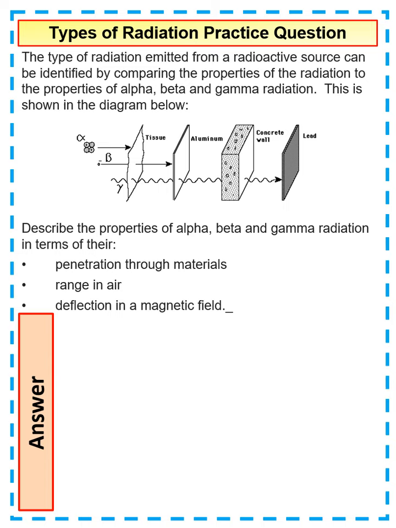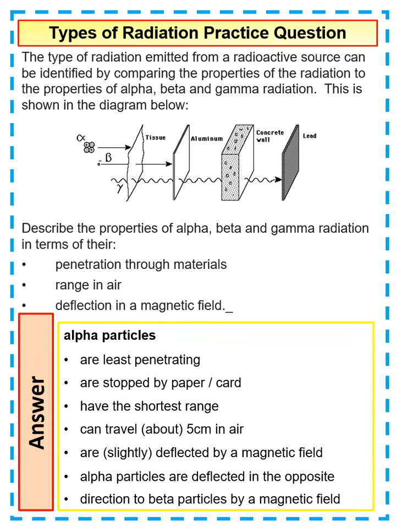So it shows how alpha radiation is stopped by thin paper. Beta radiation, you need aluminium to stop it, and gamma radiation, you need lead to stop it. So describe the properties of alpha, beta and gamma radiation in terms of how penetrating they are, their range in air, and if they're deflected by a magnetic field.